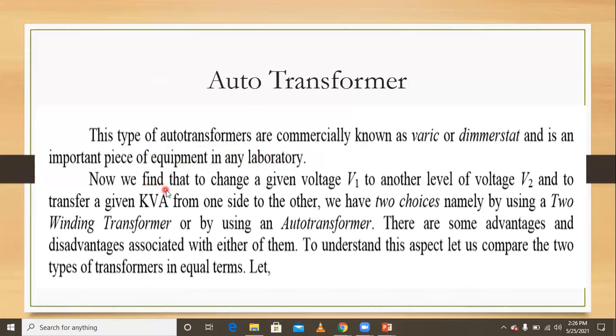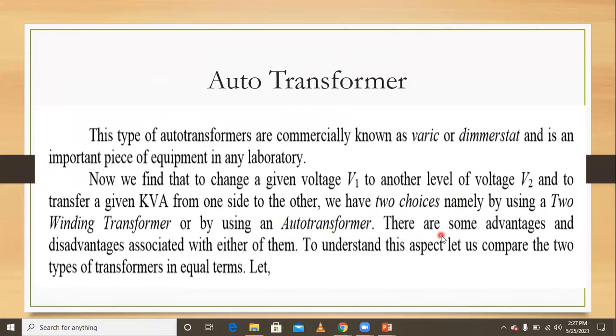Now we find that it's changing a given voltage V1 to another level of voltage V2. V1 is called the input voltage, and the other voltage is called the output voltage, V2. This means transferring a given kVA from one side to another side. So we have two choices, namely using a two winding transformer or using an auto transformer. So two winding transformers and auto transformers are generally used.